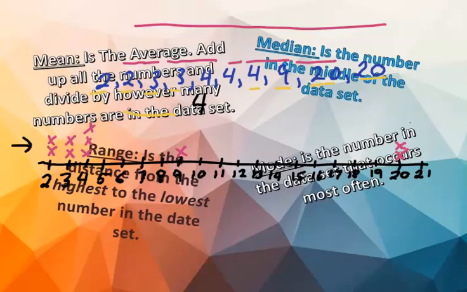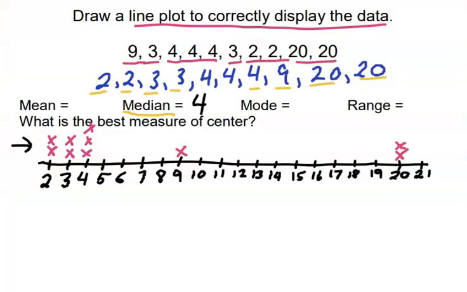All right, the mode is the one that happens most often. Well, that's really easy to find now because of our line plot right here. We have more x's above the 4 than any other x's. So the mode is also 4. Okay, and there's not a shared mode because there's not another one that has also 3 x's.